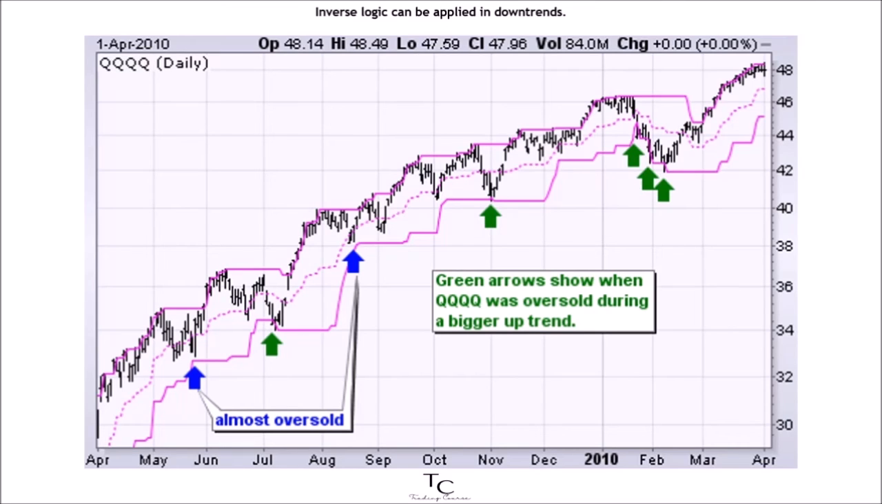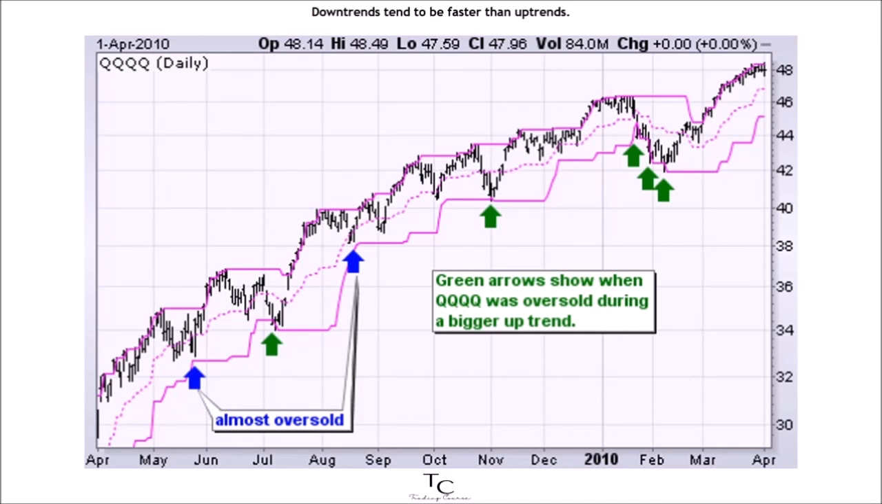Inverse logic can be applied in downtrends. A weekly downtrend starts with a plunge below the lower channel line. Once this downtrend is established, chartists can turn to the daily chart to look for overbought signals. Overbought signals occur after a bounce within a bigger downtrend.